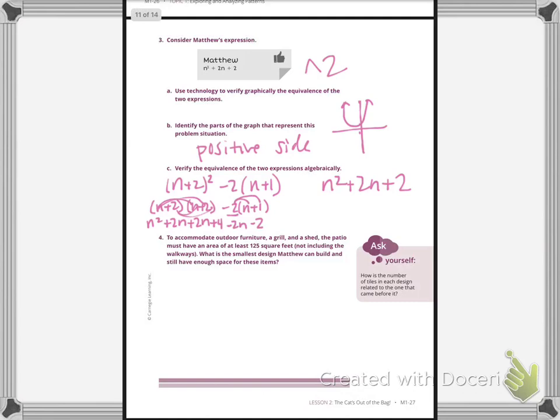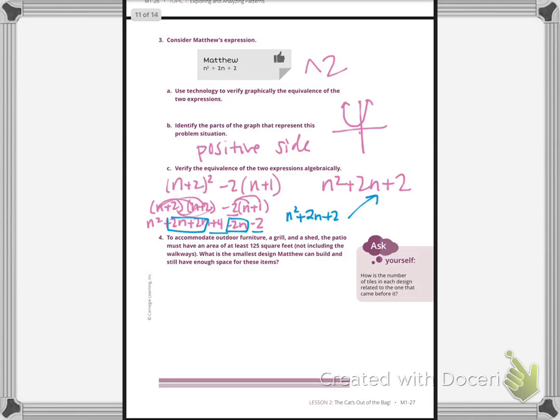Okay, then I can go ahead and combine like terms. So if I combine, these are all my n's. So 2n plus 2n is 4n, minus 2n is back down to 2n. So I have n squared plus 2n, and then 4 minus 2 gets me 2, which is the same as what Matthew had.